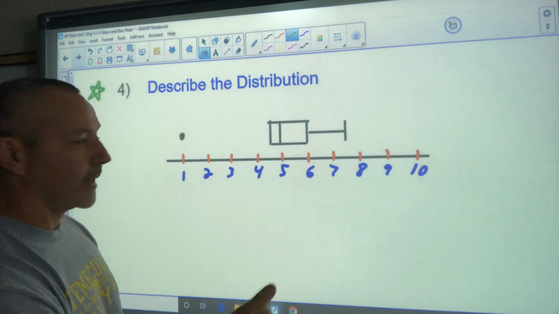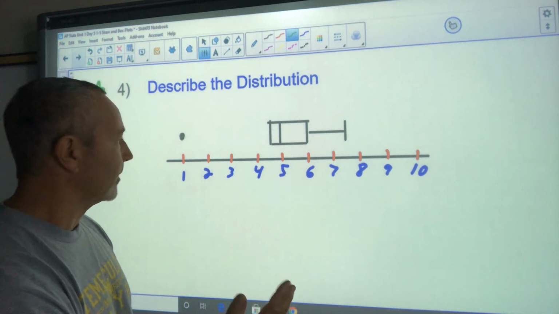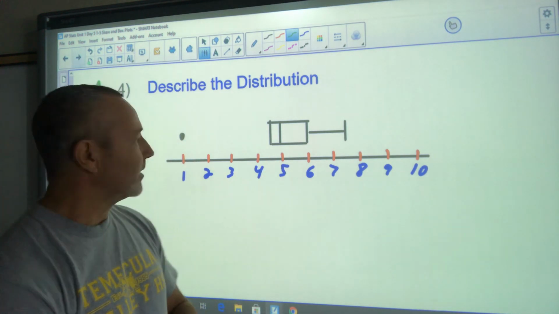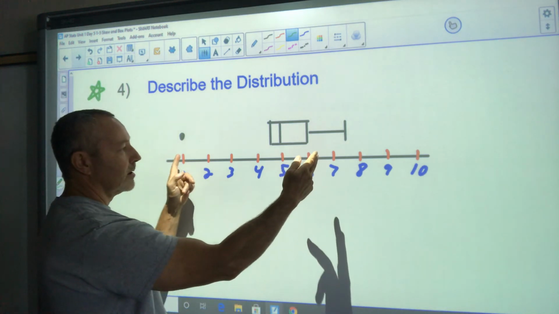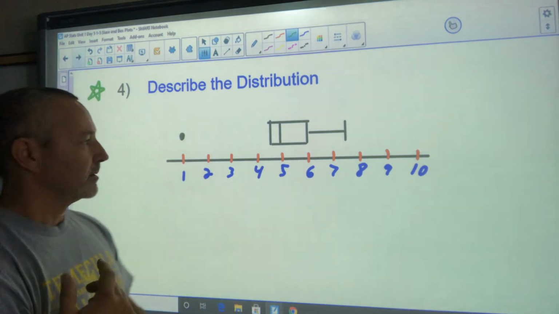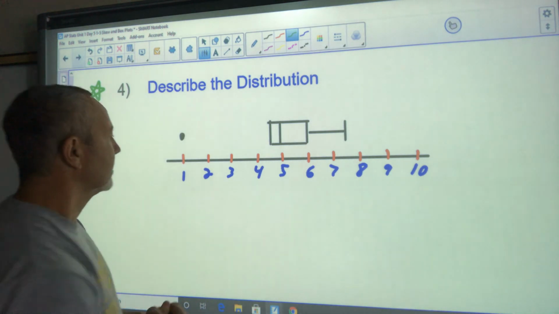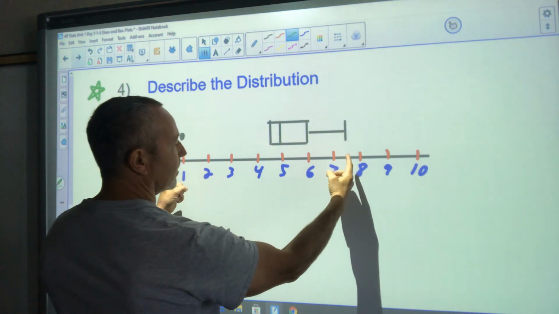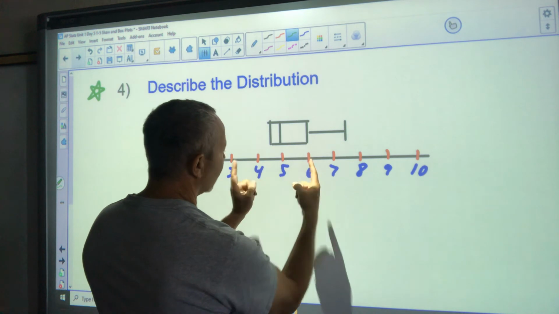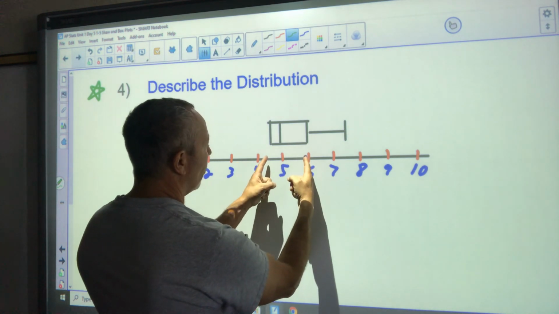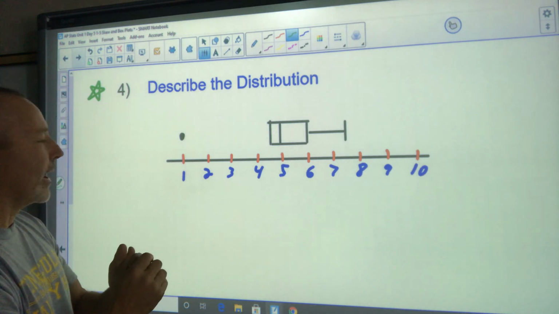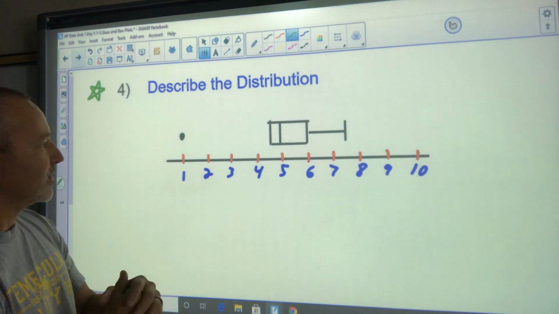All right, here we go. Center, shape, spread, outliers. The median appears to be 5. Shape, overall, this distribution is skewed to the left, while the IQR is skewed to the right. Okay? Spread. The range looks to be about 7.5 to 1, about 6.5. And the IQR appears to be about 1.5. And then there is at least one outlier at 1. That would be sufficient and well done there.